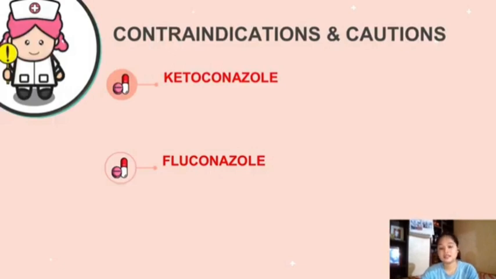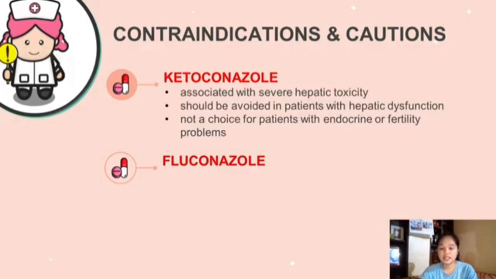First, we will discuss the ketoconazole. It is associated with severe hepatic toxicity, should be avoided in patients with hepatic dysfunction in order to prevent the hepatic toxicity. It is also not a choice for patients with endocrine or fertility problems because it can cause an effect during the process, and for males, it affects the testosterone production and lessens the sperm production if it is taken as a pill. However, no evidence shows that the cream ketoconazole harms the fertility.